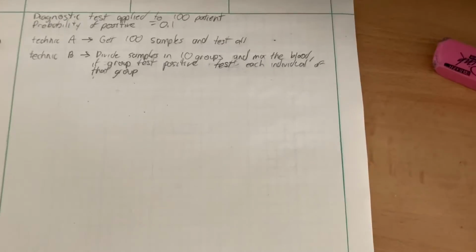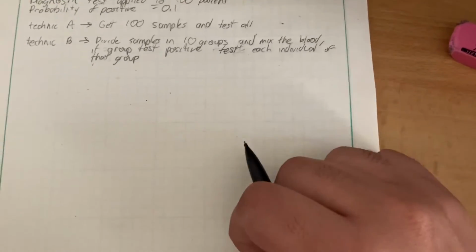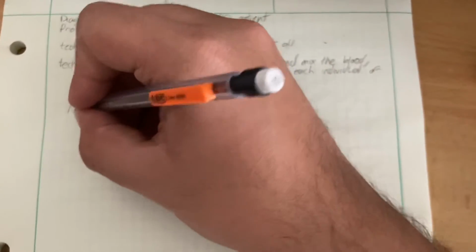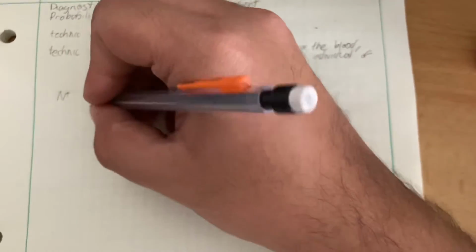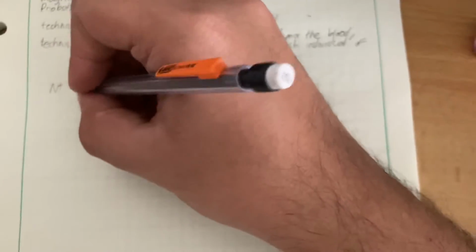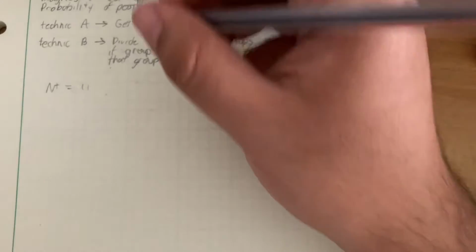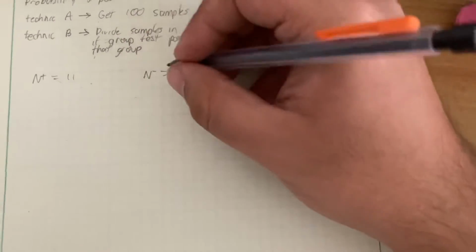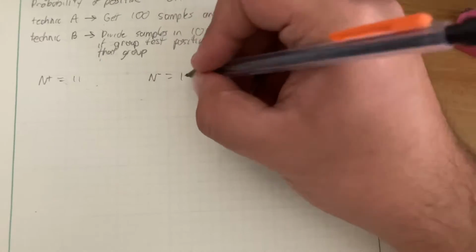So first we're going to define the number of tests that need to be applied for each group. If the group tests positive, then the total number of samples is going to be equal to 11. And if such a group tests negative, then the number of total samples for that group is going to be equal to 1.